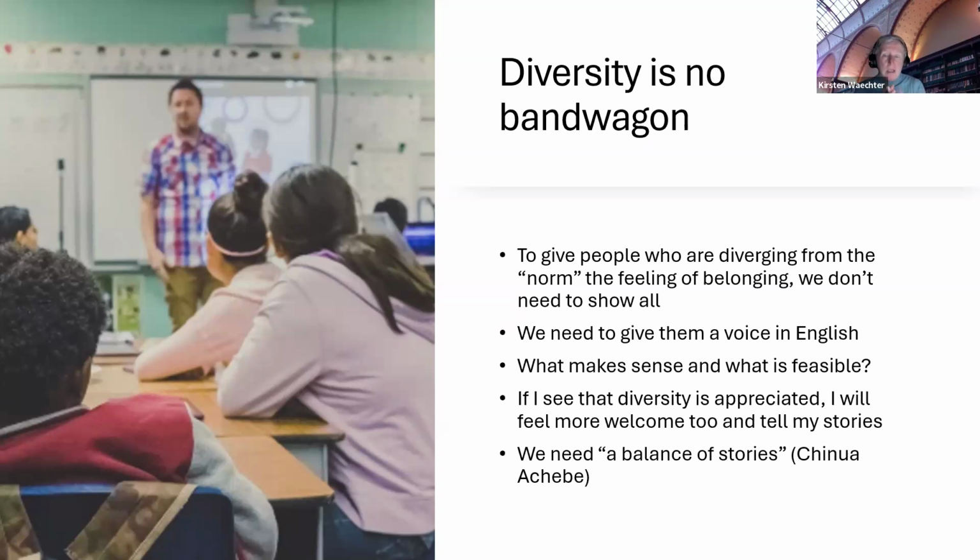So if you want to give people who are diverging from the norm the feeling of belonging, you don't have to show all divergent people. It's a pars pro toto system. So you show a part and you say, look, we're open to all. Well, we need to give our diverse learners a voice in English, and we have to think about what makes sense and what is feasible. And if I see that diversity is appreciated, I feel more welcome, and then I might open up and tell my story. So we need a balance of stories.